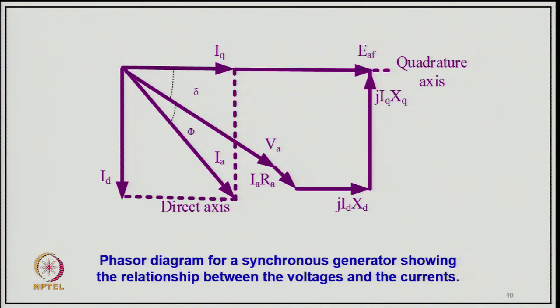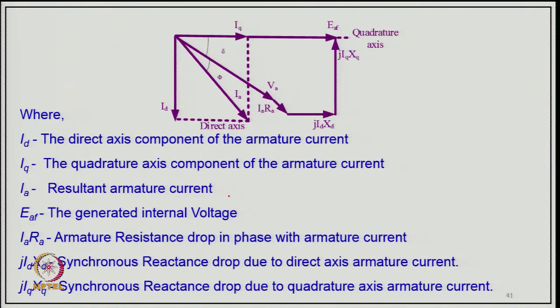And the phasor diagram comes with this, you will have this phasor diagram for the generator. So, we have typically here, starting with the terminal voltage Va, then the Ia Ra drop for lagging power factor, then j Id Xd, j Iq Xq, and that becomes the Ef, and this we call the phasor diagram, where the current is divided into two parts, Ia: Id and Iq, the direct axis and quadrature axis components.